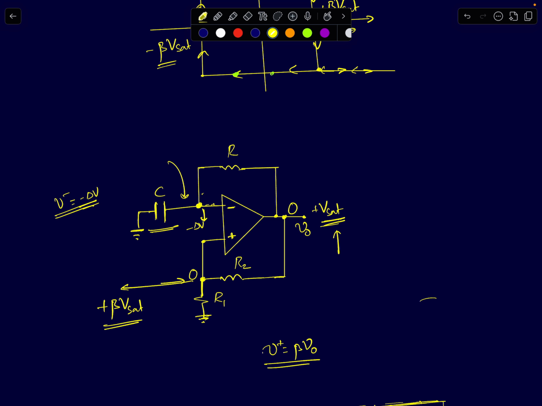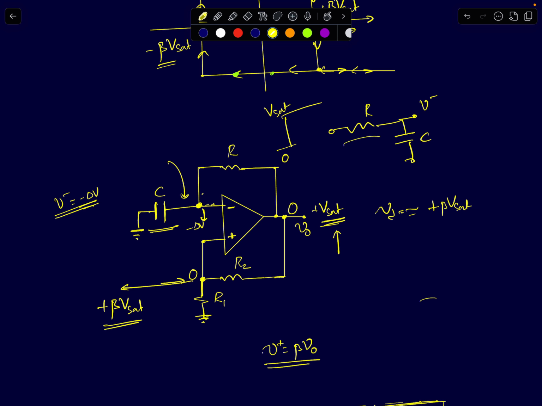So the differential input is plus beta Vsat. Vd is close to plus beta Vsat. So output will stay put at plus Vsat. So now let's start the analysis. Suddenly, if the output goes to plus Vsat, now you have an RC network, R and C. So this terminal is your V minus. This node voltage suddenly goes from, say, let's assume it goes from 0 to Vsat.